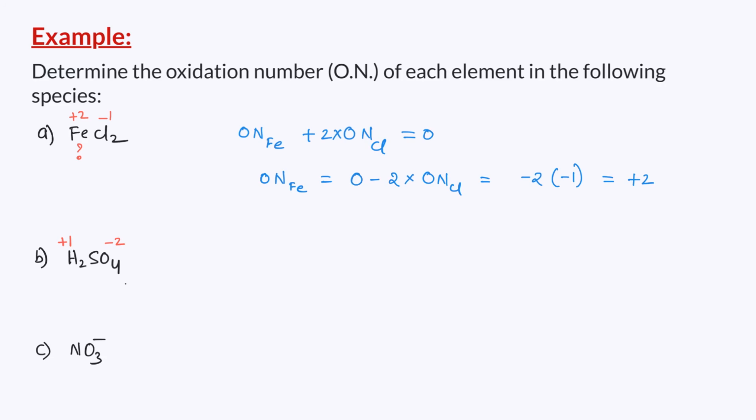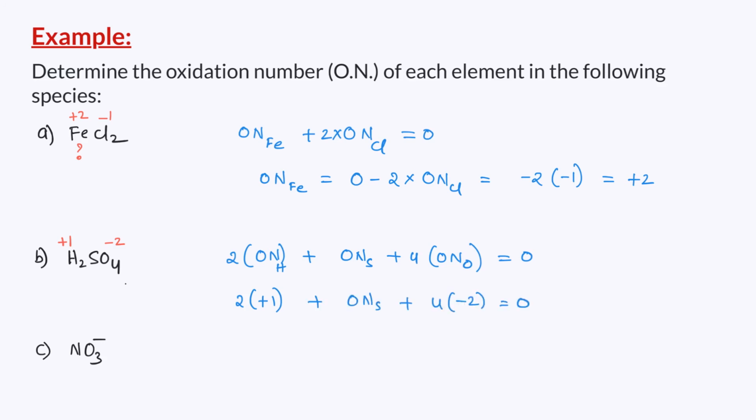For sulfur, we need to use the formula 2 times the oxidation number of hydrogen plus oxidation number of sulfur plus 4 times the oxidation number of oxygen is equal to 0. If we plug in the oxidation number of hydrogen as +1 and oxygen as -2 and solve for it, we get oxidation number of sulfur as +6.